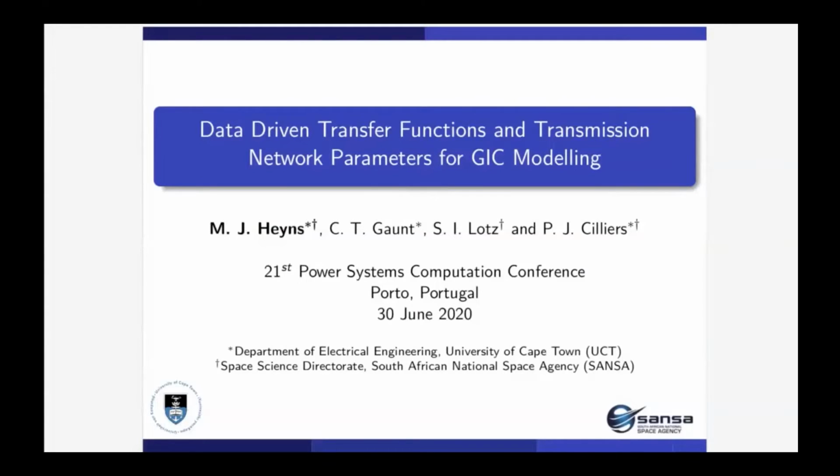The goal of this research has been to take existing GIC modeling methodology and optimize and improve on it using empirical approaches. In these empirical approaches, using measured data, we also aim to provide an operational perspective. The title of our paper is Data-Driven Transfer Functions and Transmission Network Parameters for GIC Modeling. Now, that may seem like a bit of a mouthful, and it probably is.